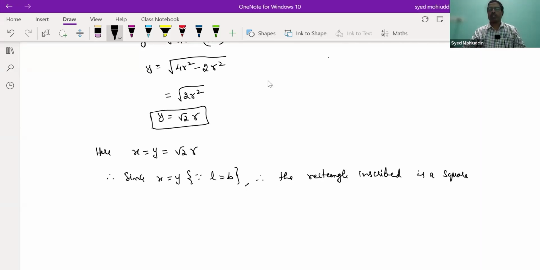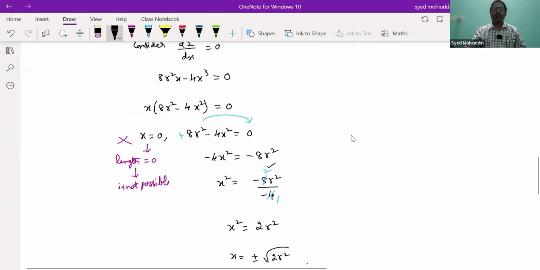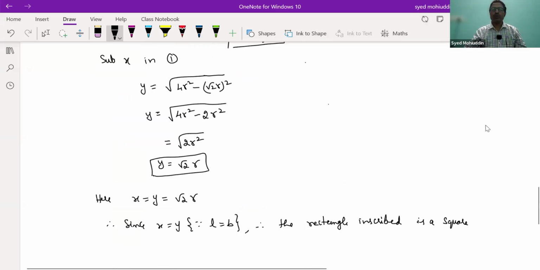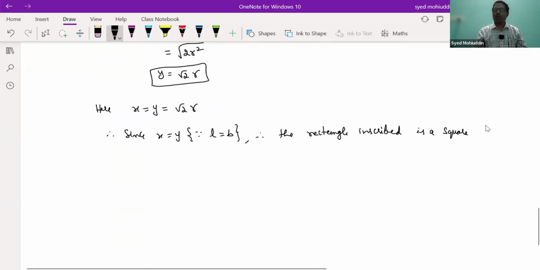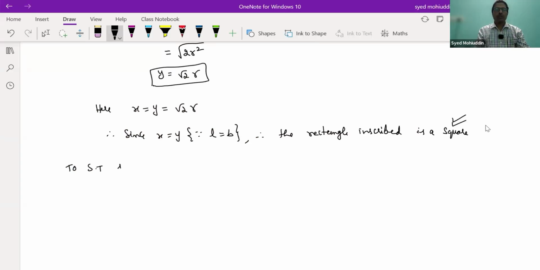We have to check whether it is maximum or not. For maximum or minimum, you have to go for d square z by dx square. So here, dz by dx you calculated. This one, you have to differentiate again. Let me take this as equation number 2. So to find maximum, that means whatever square you have got, this itself is the maximum you have to show. To show that the square has maximum area.